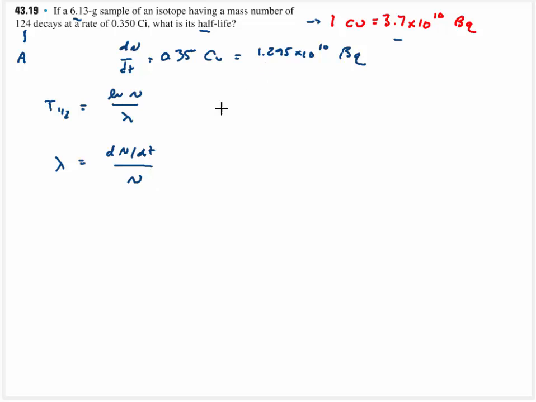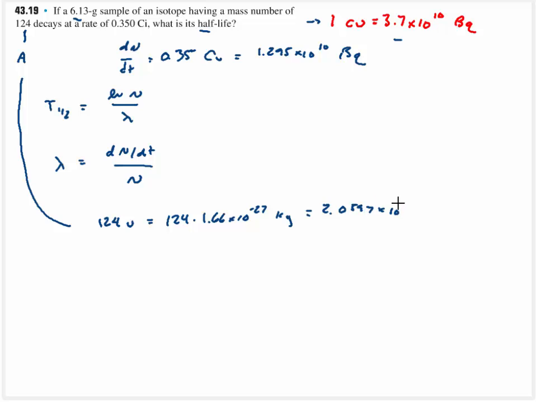Well, we know dN/dt. All we need to do is figure out N. So what we can do is figure out the mass of a nucleus, knowing there's 124. So we're going to have 124 multiplied by u, where u is equal to 1.66 times 10 to the negative 27th kilograms. And this thing would have a mass of 2.0597 times 10 to the negative 25th kilograms.